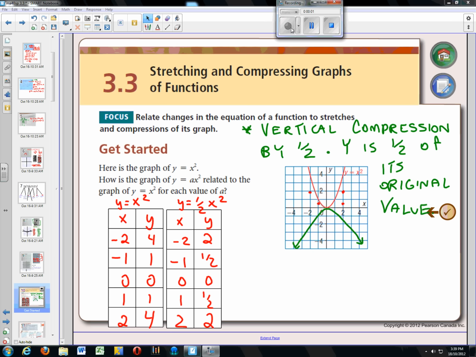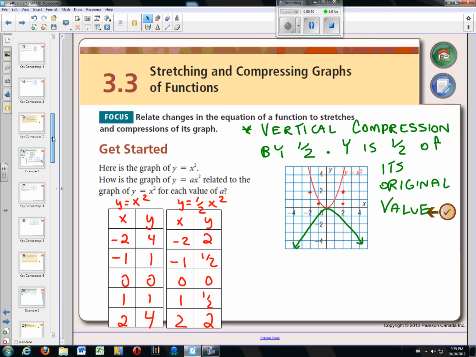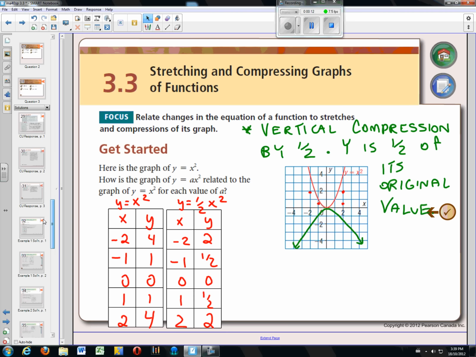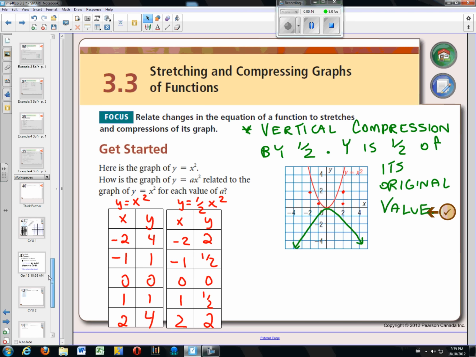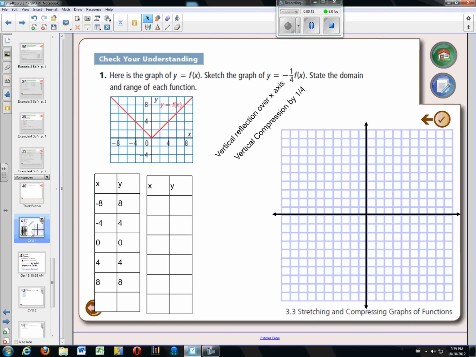Okay, we are working on lesson 3.3, stretching and compressing graphs, and I am going to do with you check for understanding number 1. So go to check for understanding number 1 on lesson 3.3, and you should find this question. I've started a little bit already.